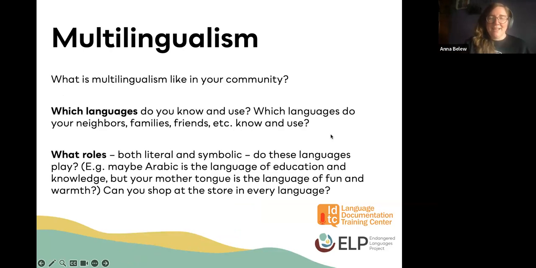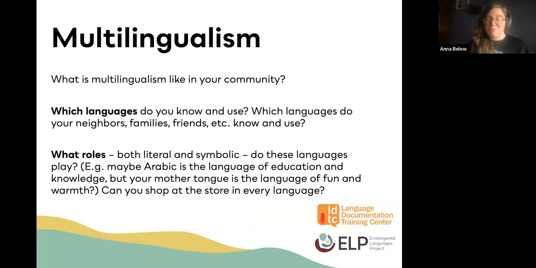All right. And so, obviously there are many languages in Campo that I found, and it would take a long time to talk about the roles all of them play, but I'd like all of you to maybe reflect on your own communities for a second. What kind of multilingualism do you see there? Which languages perhaps do you specifically know and use? And then beyond the ones you know, what languages do your neighbors and your friends and your family members and the person that runs the store down the street, what languages do they know and use?